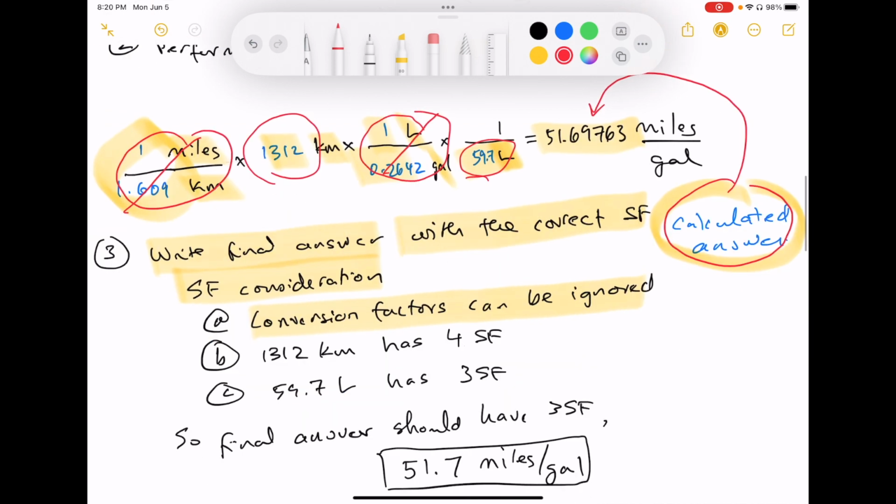So the only two numbers you need to worry about are these two numbers right here, this one and this one. So if we count the number of sig figs for those two numbers, the 1312 has 4 significant figures, right? 59.7 has 3 sig figs. Since all we're doing is multiplying, our final answer should also have 3 significant figures. So therefore, what I would need to do is take that calculated answer and round it to 3 sig fig, which ends up giving me 51.7 miles per gallon, okay?